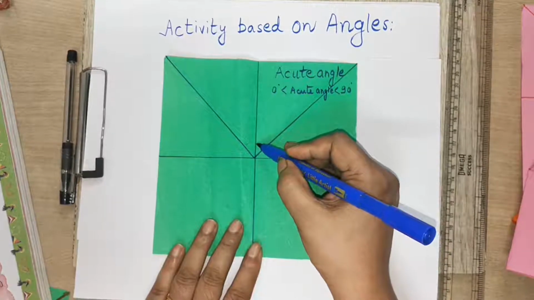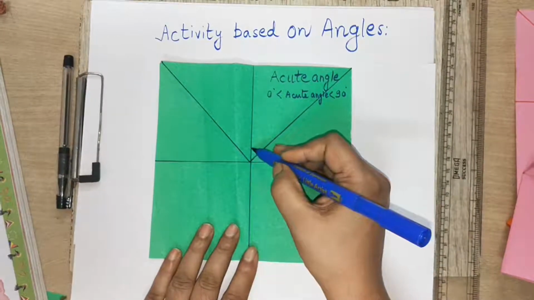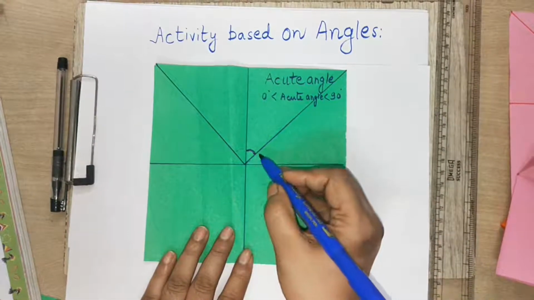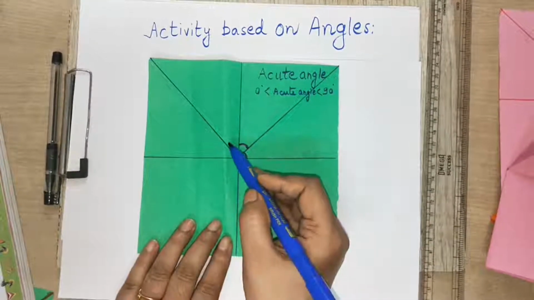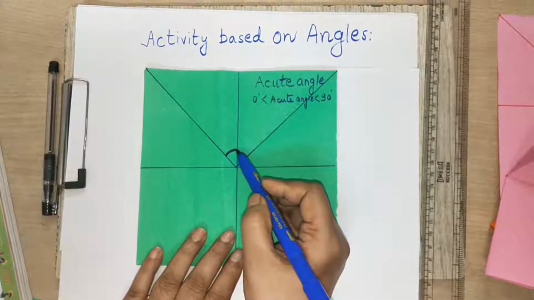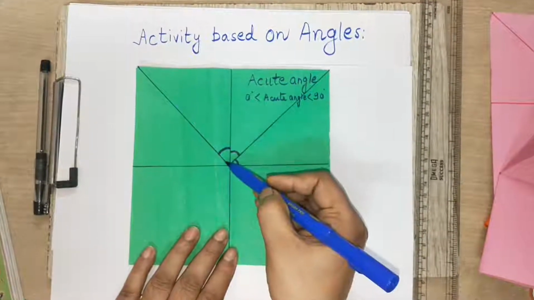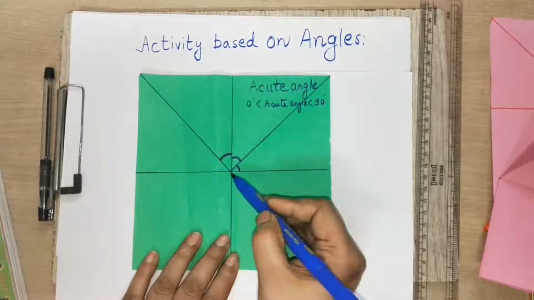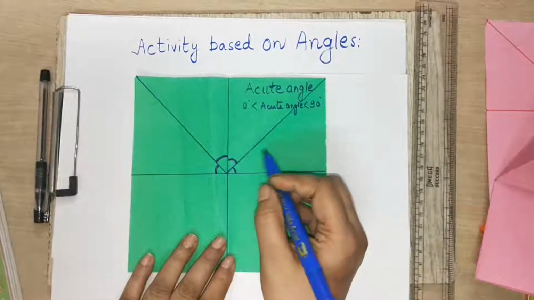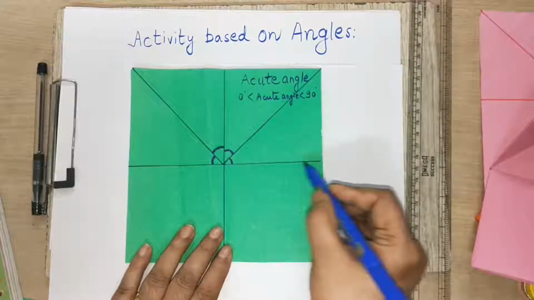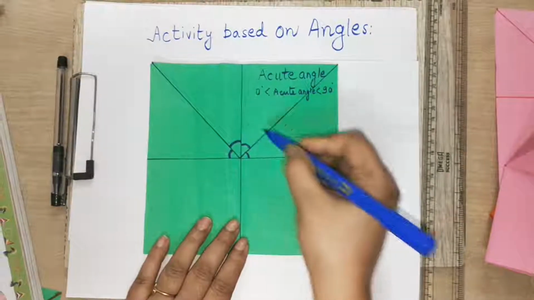So children, here you can see these lines, this line and this line, and here it is an acute angle. Here again this line and this line both are making an acute angle less than 90 degree. Here again this line and this line making an acute angle, and here again this one and this one making an acute angle. So children, you can see here this line is making a straight angle, meaning 180 degree.